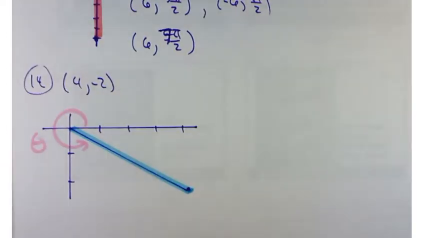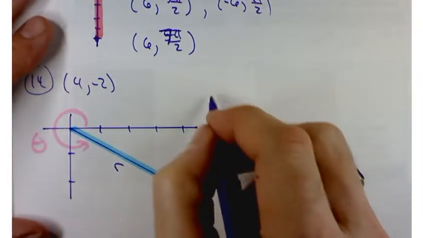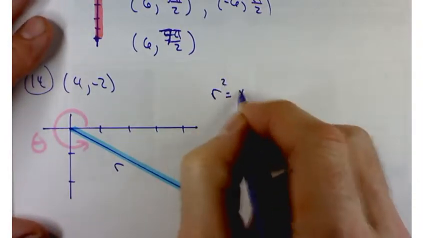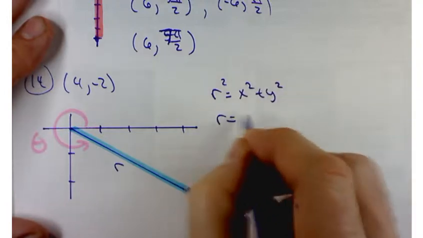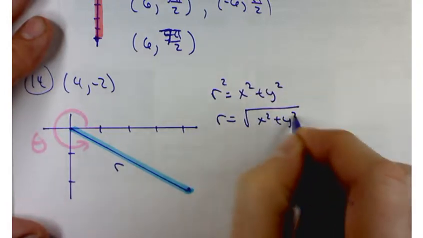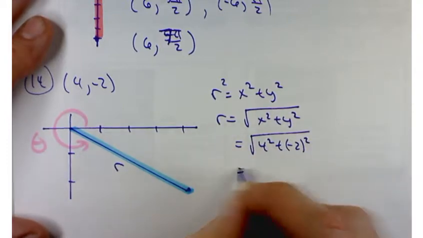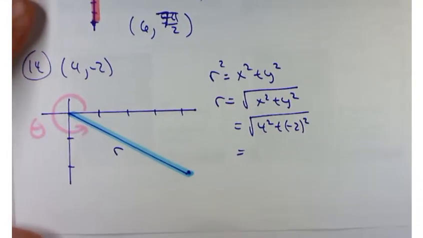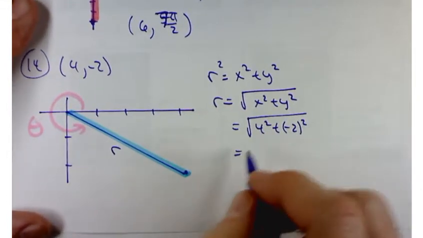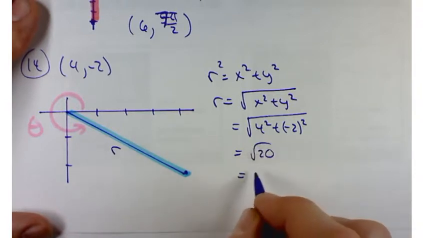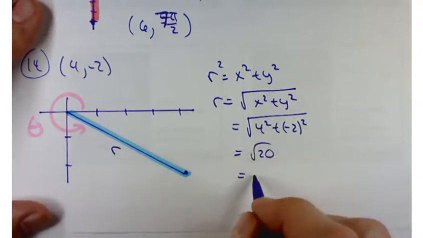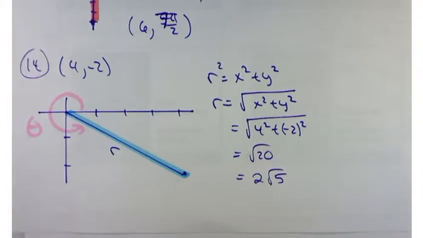Let's start out with r because I think it's going to be easiest to get. Remember, r squared is x squared plus y squared, so r is the square root of x squared plus y squared, or the square root of 4 squared plus negative 2 squared. Basically just the Pythagorean theorem or the distance formula. So that's going to be the square root of 20. And I'm not sure I'm really worried about it, but you can rewrite that as 2 times the square root of 5. So that's r. Nothing terribly exciting on that one.